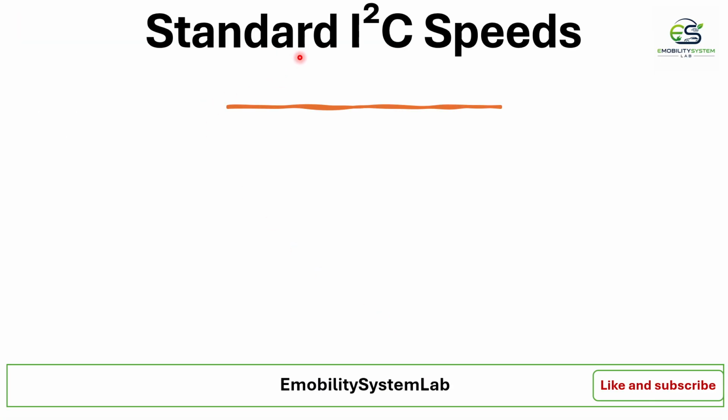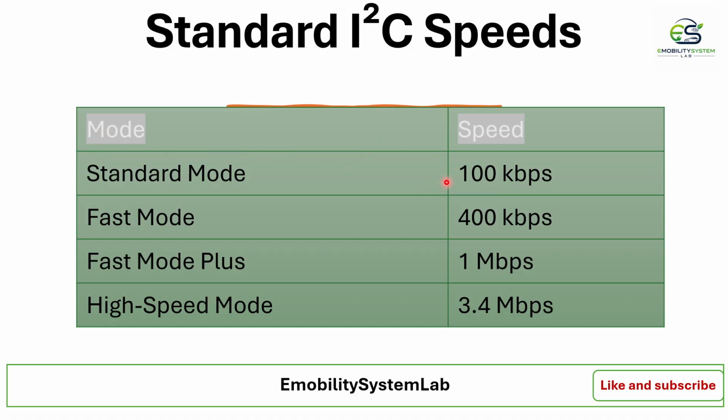Let's see the standard I2C speeds. There are modes in the I2C communication protocol, and the speed of I2C is between 100 kbps and 3.4 Mbps. Let's see this table. It is divided into two sections: mode and speed. In standard mode, the speed is 100 kbps, in fast mode the speed is 400 kbps, in fast mode plus the speed is 1 Mbps, and in high speed mode it is 3.4 Mbps. So in I2C the speed is divided into modes, and every mode has a different speed rate. This table gives you clarity on which mode has which speed rate.